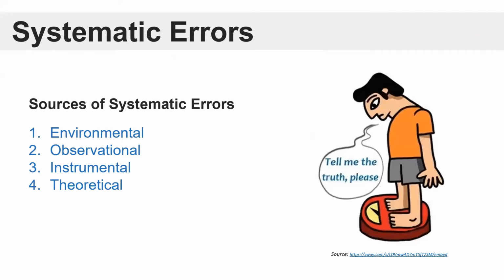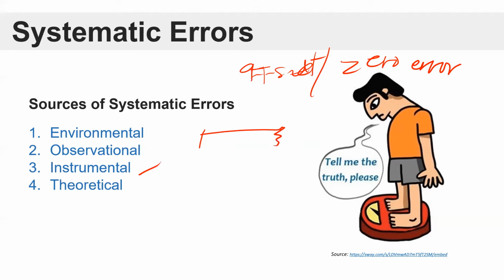The sources of systematic errors can be environmental, observational, instrumental, or theoretical. A common type of systematic error is the offset or zero error. You commit this when you have problems with your instruments or with how you use the instrument. An example of an offset error is using a broken ruler instead of a complete ruler. Of course, it will not give you a more correct value.